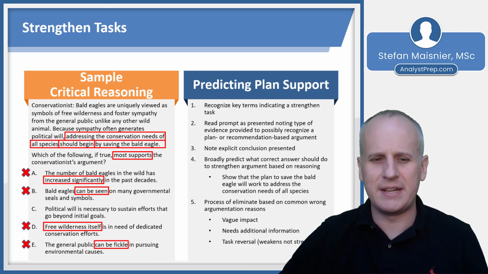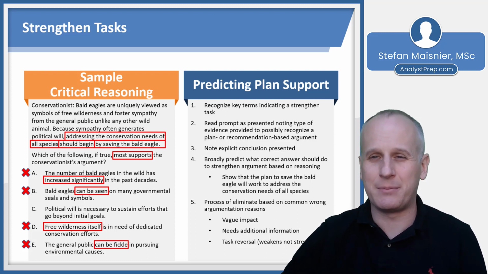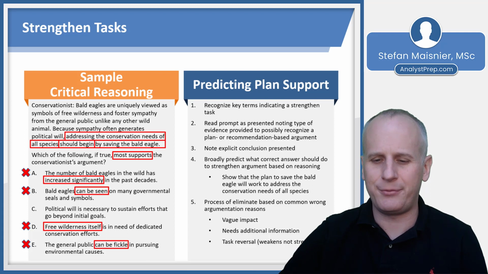But then we consider choice C, and it's incredibly bland. We've got political will is necessary to sustain efforts that go beyond initial goals. We see political will right before the conclusion, and it says because sympathy often generates political will, but we don't know that that political will necessarily is going to lead to addressing the conservation needs of other species beyond the bald eagle. But choice C says that that assumption is true, because political will is needed to sustain efforts that go beyond initial goals. And we know the initial goal is to save the bald eagle, but our plan wants to go beyond the initial goal and get to the conservation needs of all species. So choice C directly addresses the success of the plan and is our correct answer.